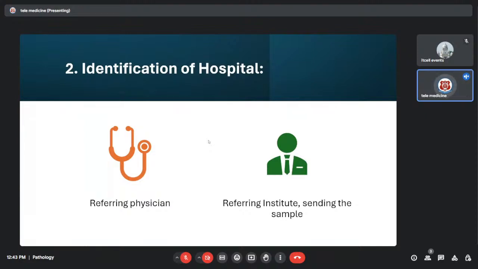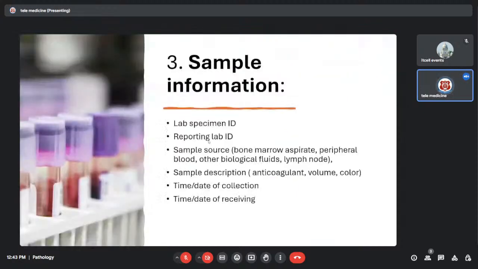Then identification of the hospital. Case कहाँ से आया? The referring physician. Okay, the referring institute. Sample information should be included both on your requisition form and on your vial. There should not be any disparity. Okay, there should not be any mismatch. And it should include the lab specimen number and reporting lab ID.